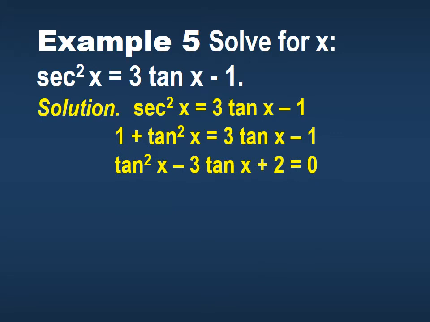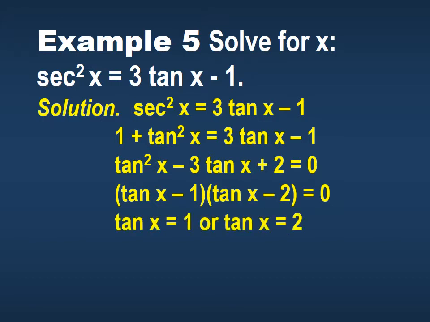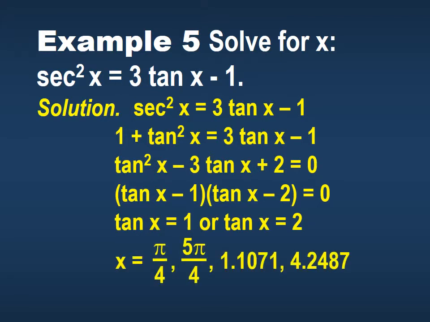So what we're going to do is put everything on one side. Okay, so we get tan squared x minus 3 tan x plus 2 equals 0. Factor it, we get tan x minus 1 times tan x minus 2. And we solve for tan x, and tan x is equal to 1, or tan x is equal to 2. So looking, we get pi over 4, 5 pi over 4. I'm not sure what those decimals are, so like I said, we don't want to even deal with decimals. We're just looking for the answers that are given, the pi over 4 and the 5 pi over 4, the answers that are given right off the chart.